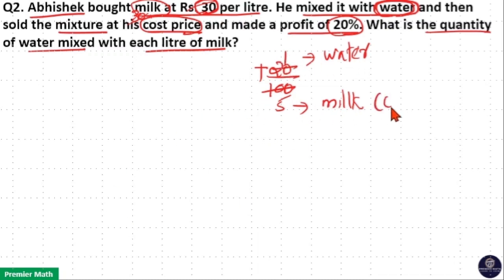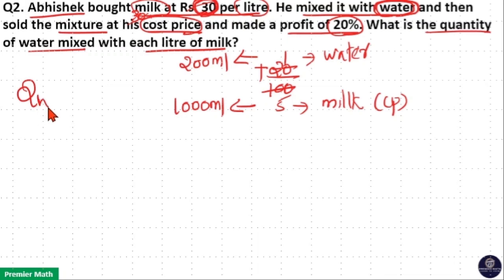Now here this cost price is 30 rupees, meaning at 30 rupees he will get 1 liter of milk. So this 5 part is 1 liter. 1 liter means 1000 ml. Which means we need to find out 1 part. What is 1 part? 5 goes 200 times in 1000, which means 1 part is 200 ml. So the quantity of water is equal to 200 ml. So to 1 liter of milk he added 200 ml of water.